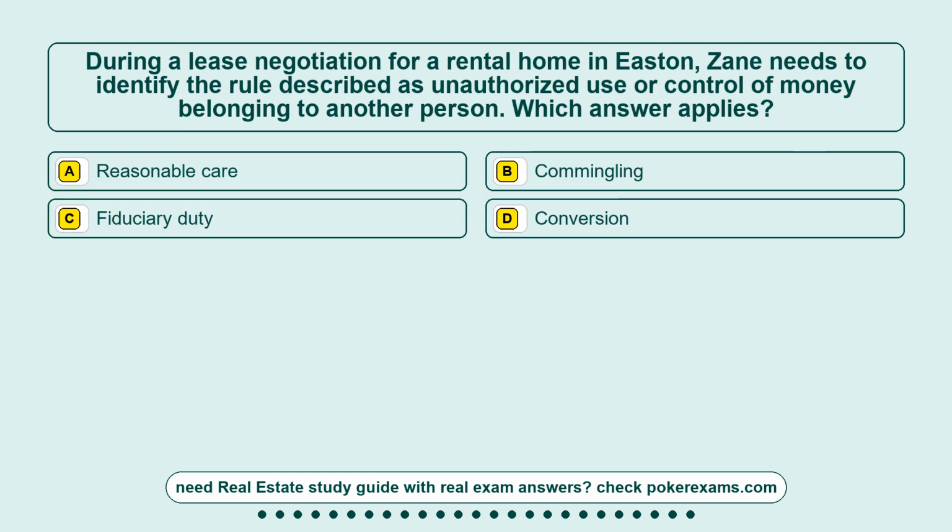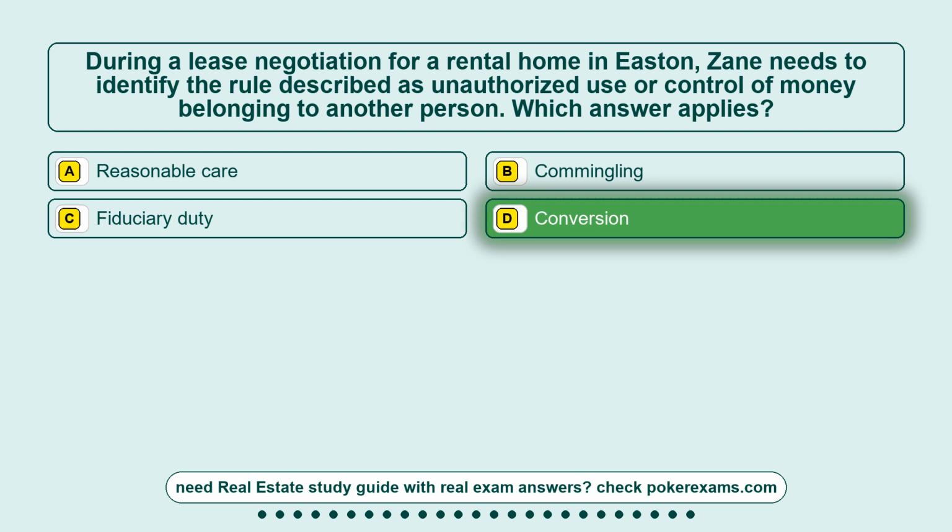Question 24. During a lease negotiation for a rental home in Easton, Zane needs to identify the rule described as unauthorized use or control of money belonging to another person. Which answer applies? Option A, reasonable care. Option B, commingling. Option C, fiduciary duty. Option D, conversion. The correct answer is option D, conversion.